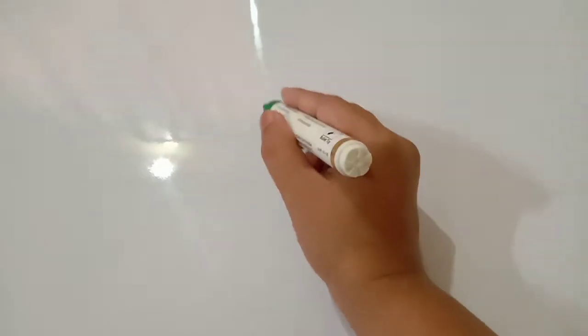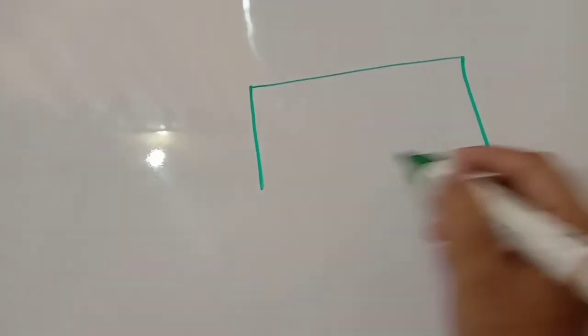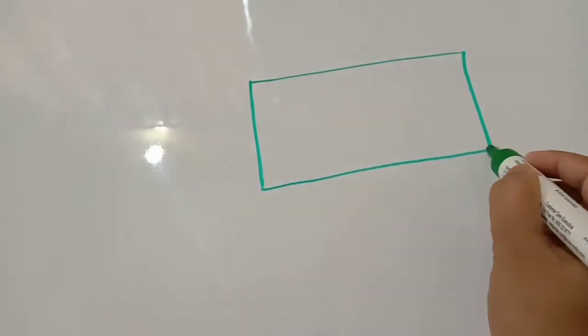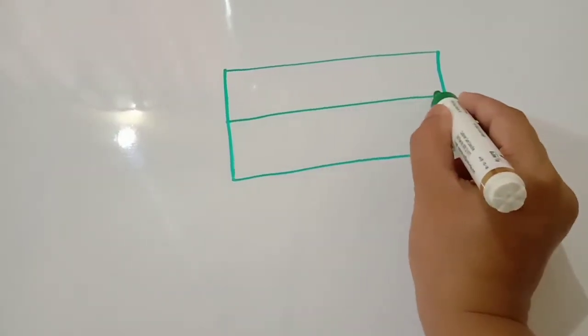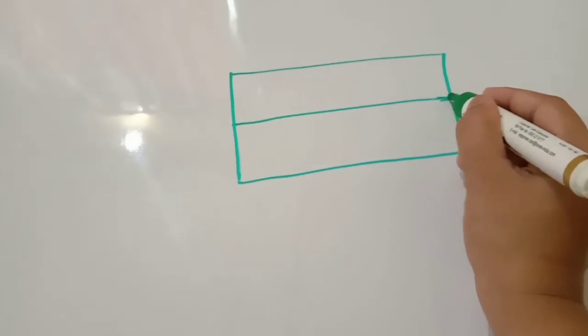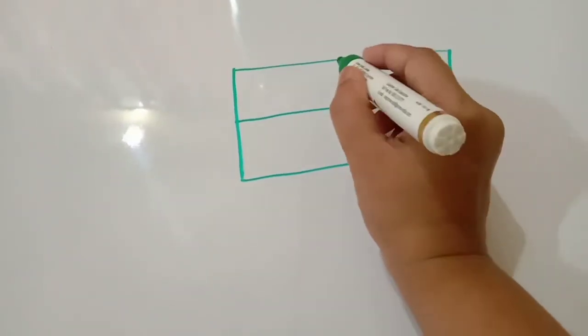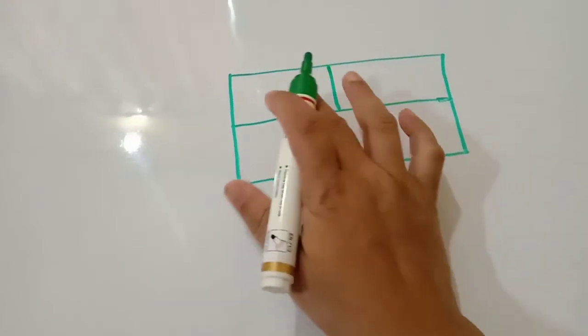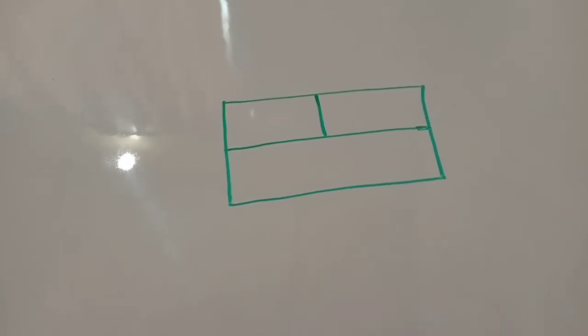Okay, we'll draw a rectangle first. This is the first rectangle, rectangle number 1, which is divided into 2 parts. So this whole thing became one rectangle, 2 and 3. Then divided on the top, 4 and 5. So this is how you get 5 rectangles.